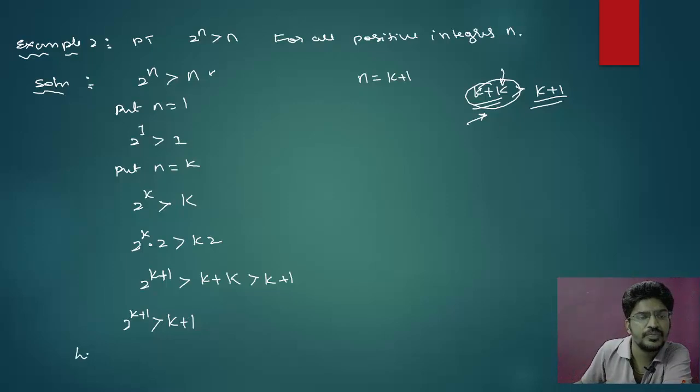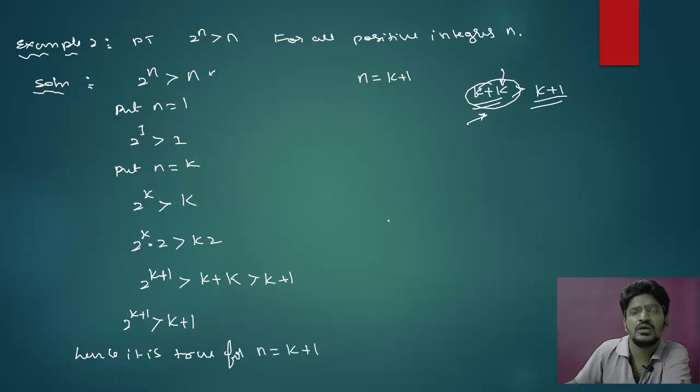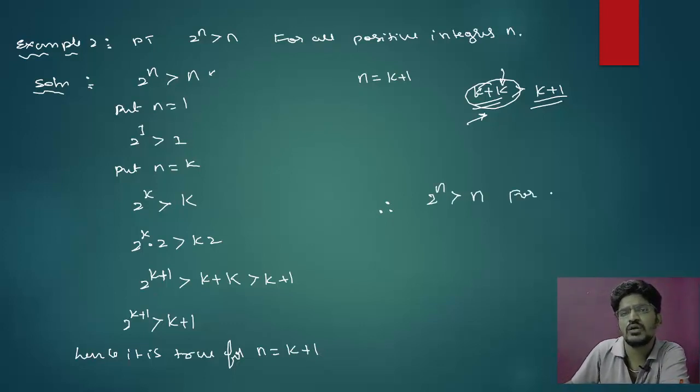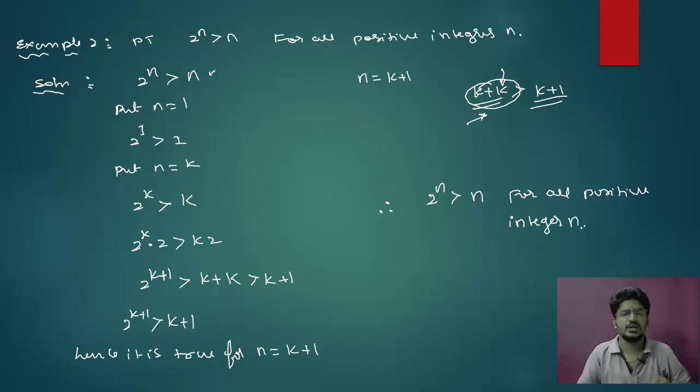So hence it is true for n is equal to k plus 1. Therefore, we can conclude 2 to the power of n is greater than n for all positive integers n. Very simple logic, you just understand it.